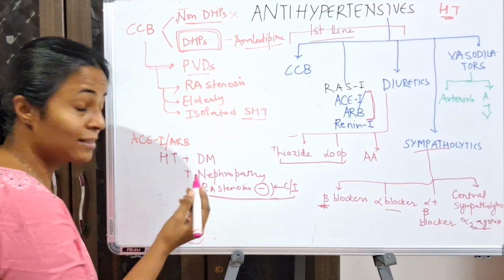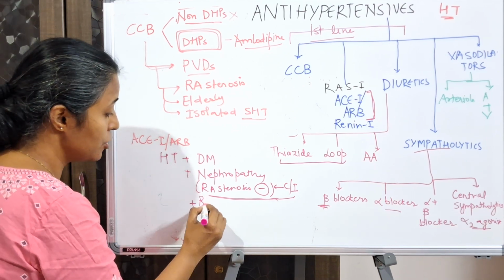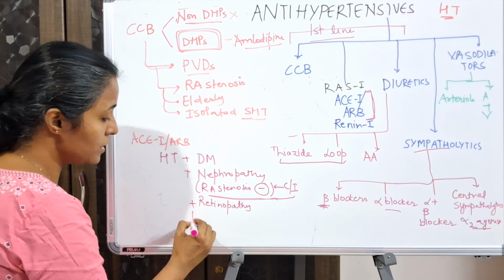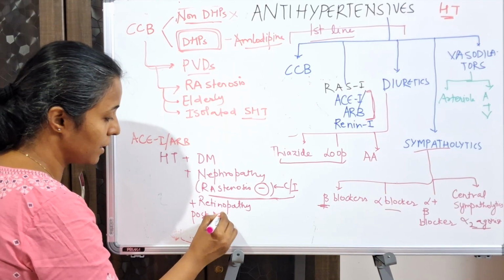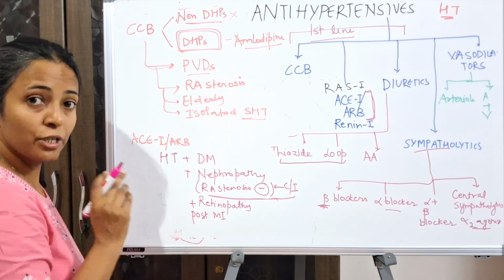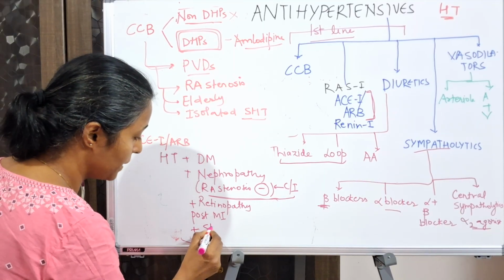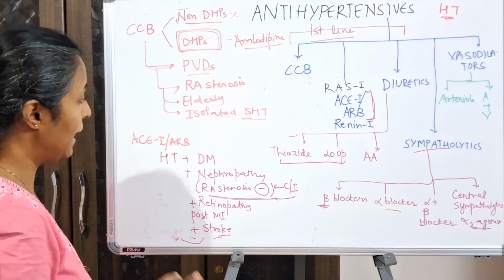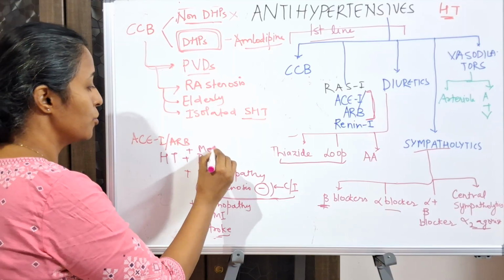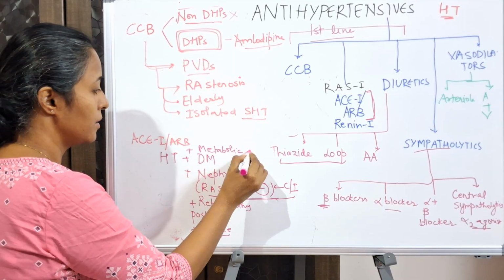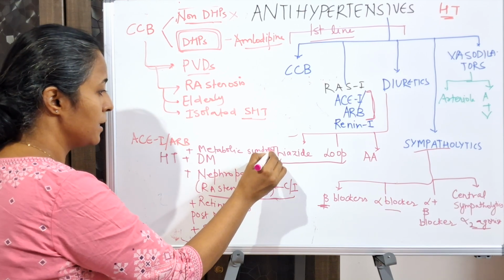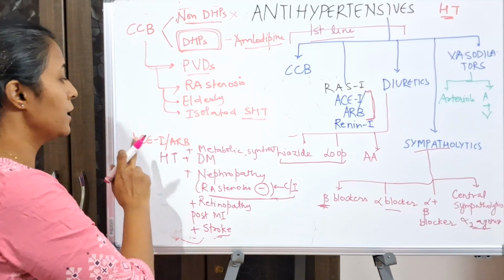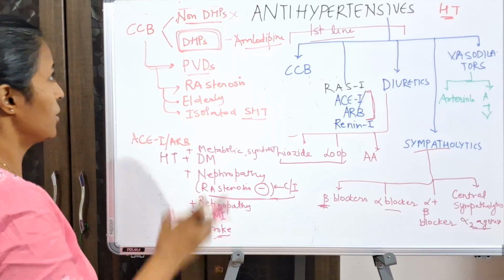Then another diabetes mellitus complication is retinopathy. So hypertension with retinopathy, they are again preferred. Then post MI, post myocardial infarction, they are preferred. Then hypertension which is complicated by stroke, ACE inhibitors are also preferred. And hypertension with metabolic syndrome, because it doesn't have any side effects in this relationship. We'll see another drug which has those side effects. So these are the indications for giving ACE inhibitors or angiotensin receptor blockers.